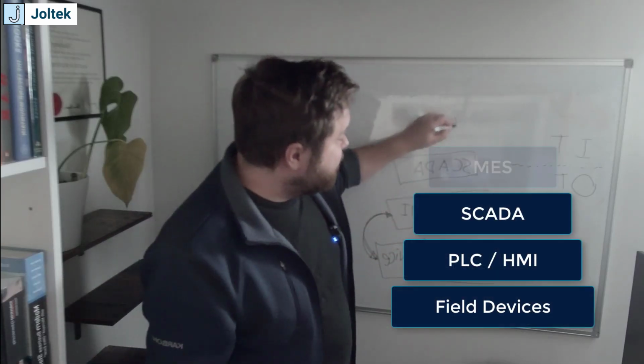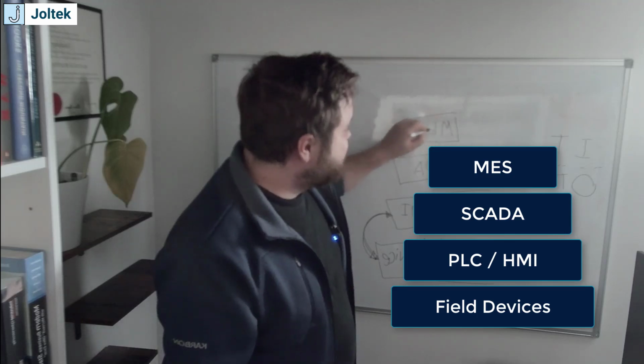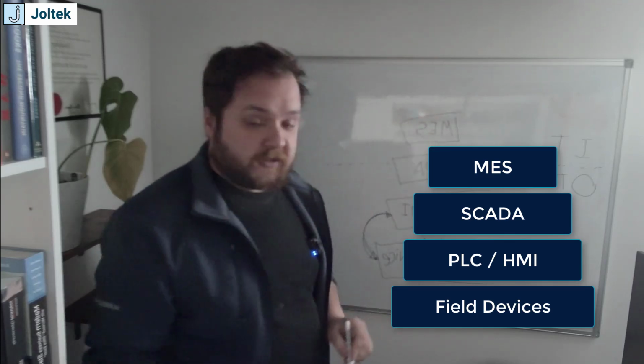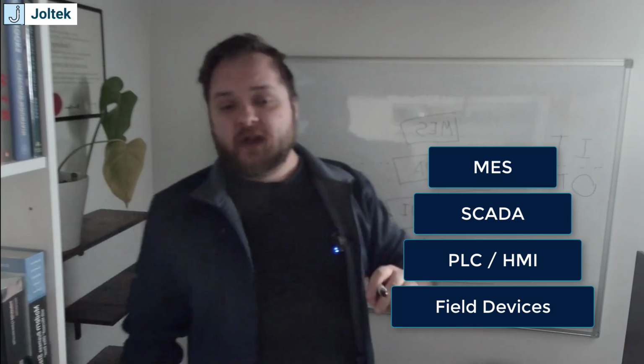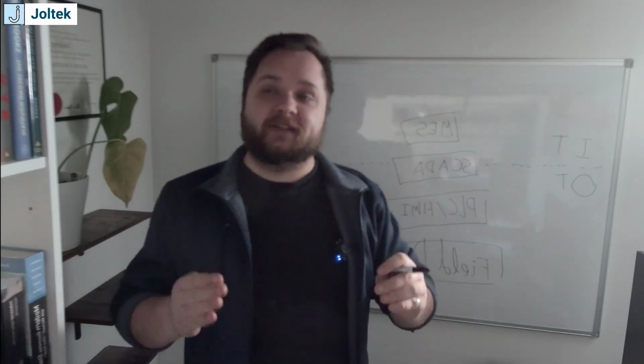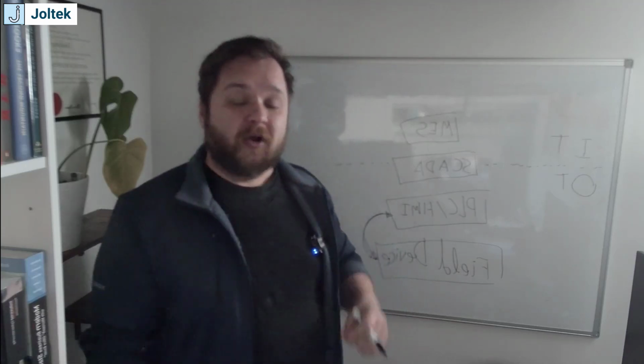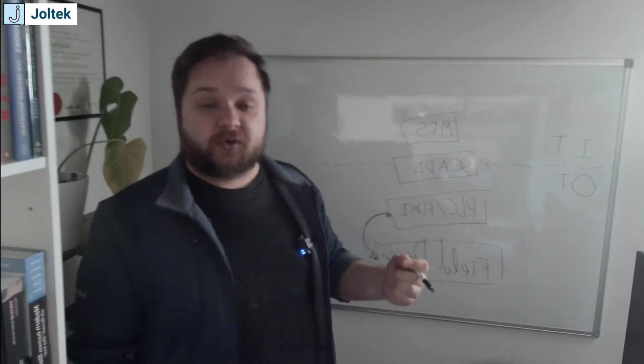The next layer, and I'm going to draw this in a little box, is your MES, or manufacturing execution systems. Manufacturing execution systems are going to have no, or I want to say very little, control over the operations. They're used primarily for data capture, data analysis, and ultimately decisions that allow you to make the manufacturing process better.